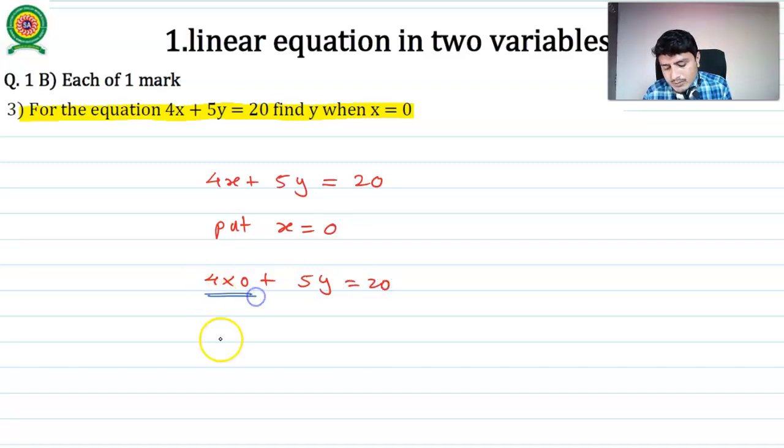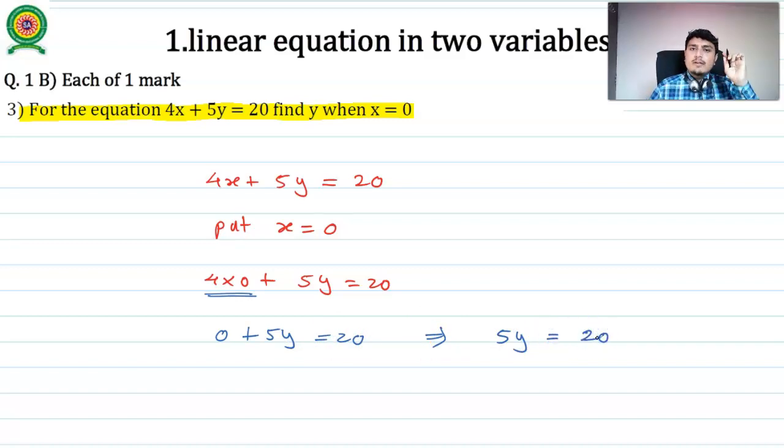Now 4 into 0 gives us 0, plus 5y equals 20. So 0 plus 5y means we have 5y equals 20. We have to evaluate the value of y alone, not 5y. So 5 is the multiplier. Try to shift the 5 from LHS to RHS, so that we get the value of y.